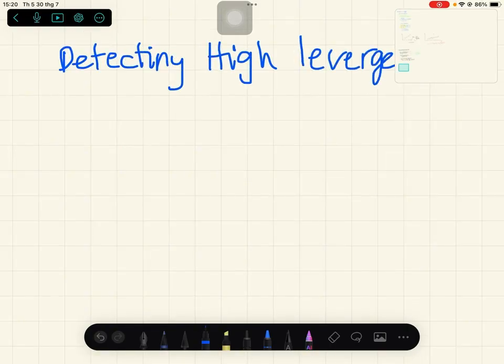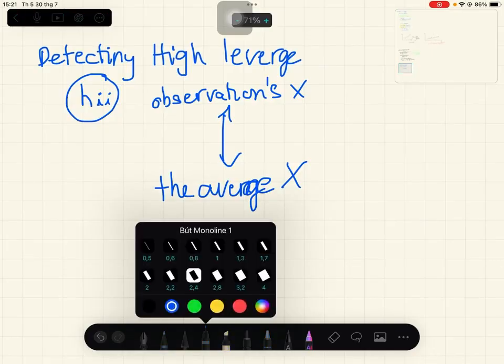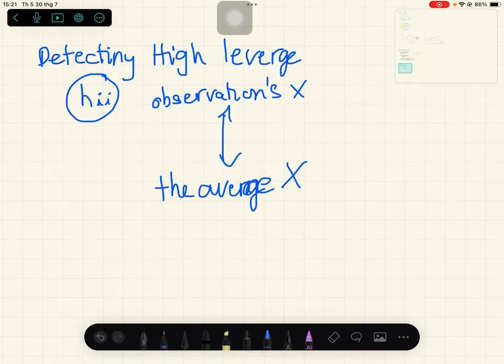So, how do we measure leverage? We use something called the leverage statistic, written as h_ii. Intuitively, leverage measures how far an observation's X value is from the average X. Think about a classroom. Most students score around the class average. One student scored far above everyone else. That student stands out. Leverage is the same idea, but for the independent variable.